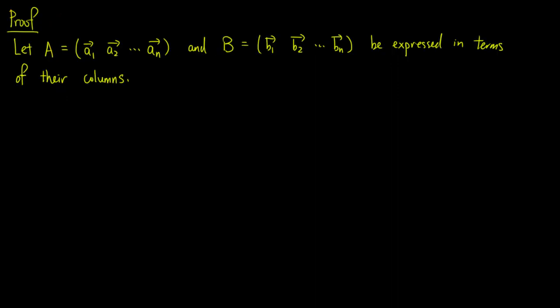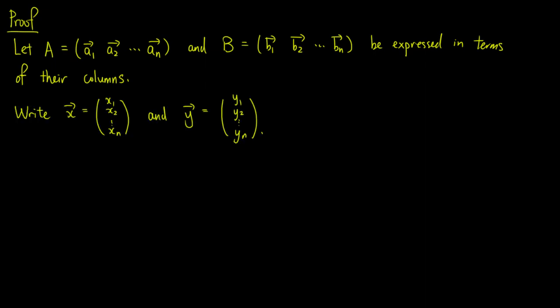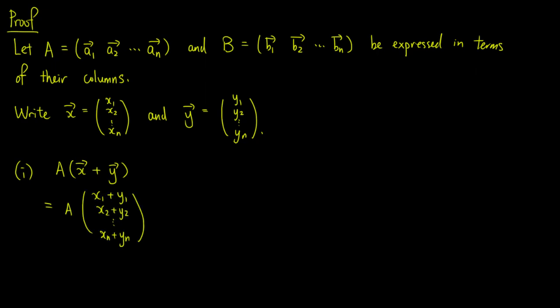To prove them, let A be A1, A2 up to An, and B equals B1, B2 up to Bn, be expressed in terms of their columns. We also write x equals x1, x2 up to xn, and y equals y1, y2 up to yn. For the first point, A times bracket x plus y equals A times the column vector x1 plus y1, x2 plus y2, up to xn plus yn.